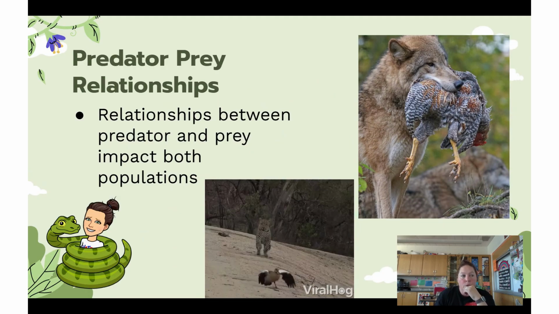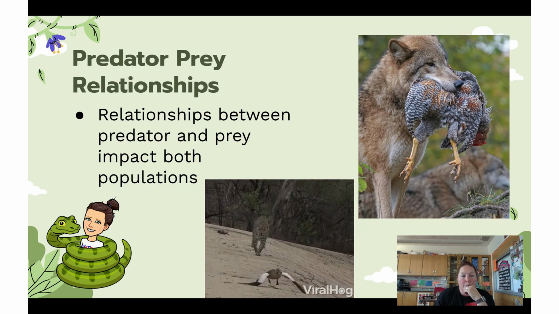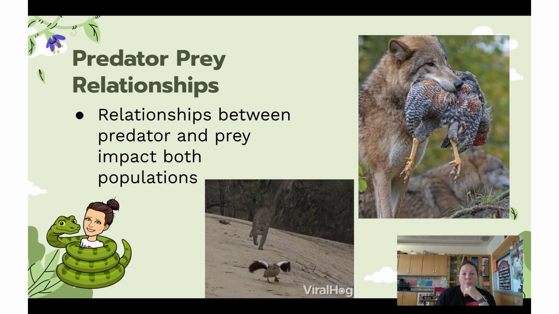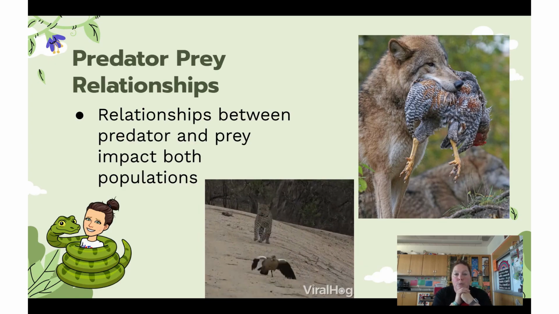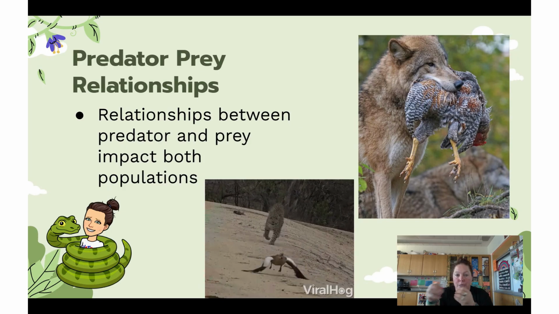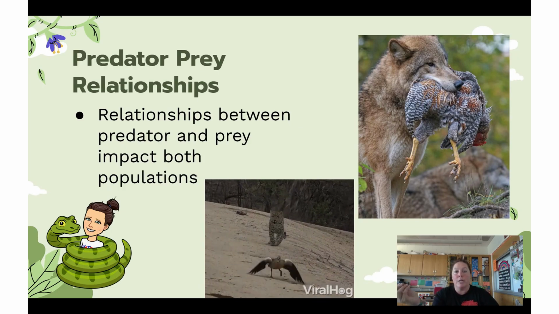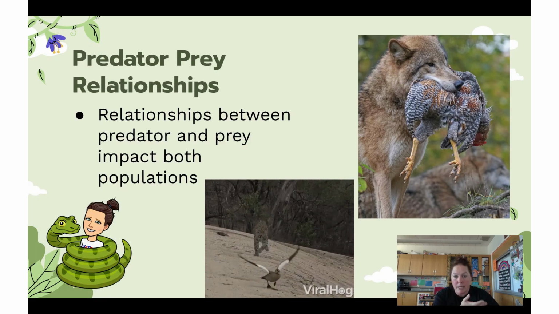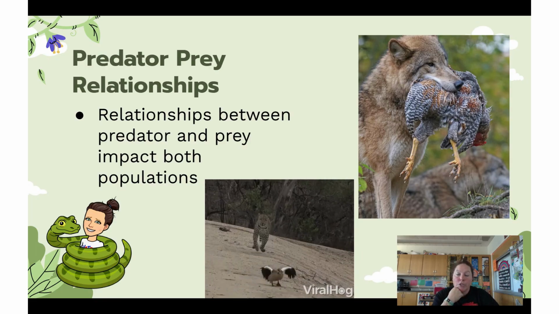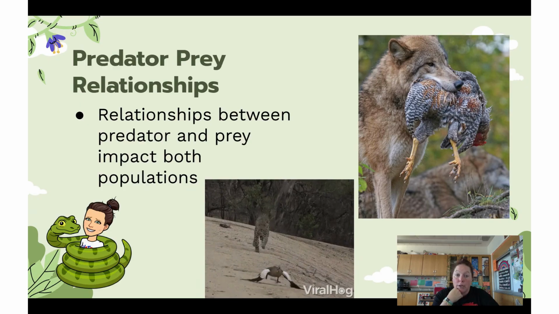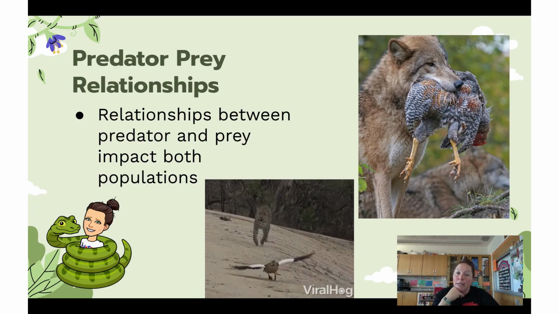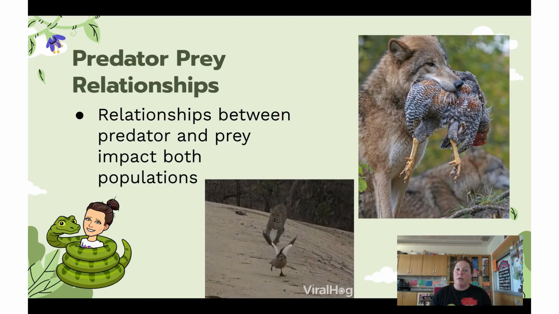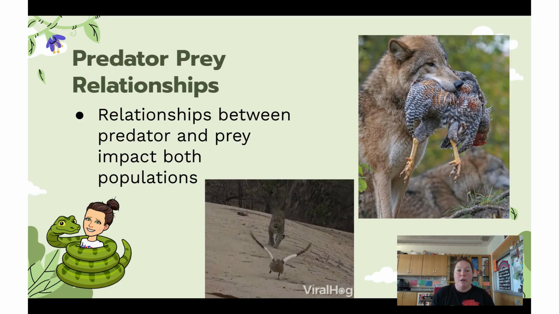That would be your predator prey relationships. Predator prey relationships are where one organism is going to eat another organism. Obviously, one organism is going to be impacted by being eaten, obviously. Predator prey relationships have a big impact on carrying capacity, which we'll talk about a little bit later. But keeping those populations in check is very important when we're talking about predator prey relationships.